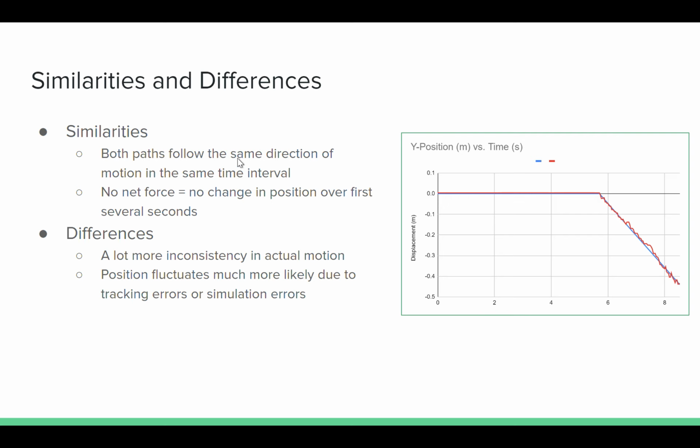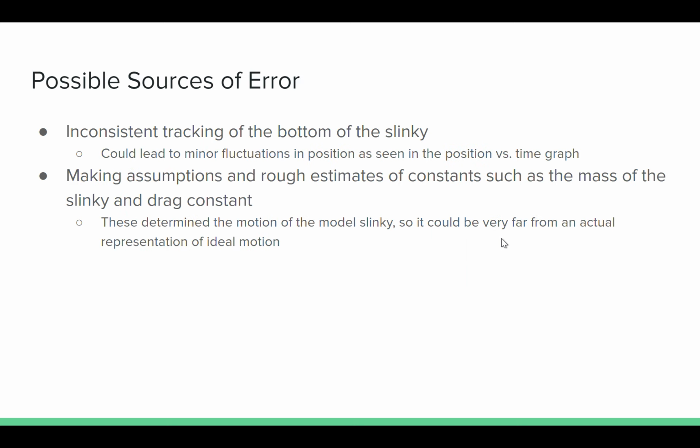However, there is a lot more consistency in the actual motion, and the position fluctuates much more, likely due to tracking issues or simulation errors. Some possible sources of error include inconsistent tracking of the bottom of the slinky, which could lead to minor fluctuations in position, as seen in the position versus time graph.